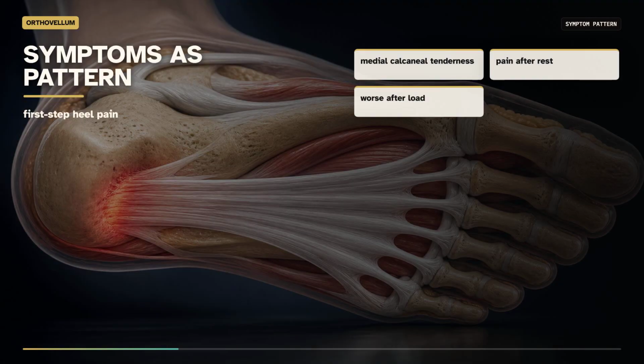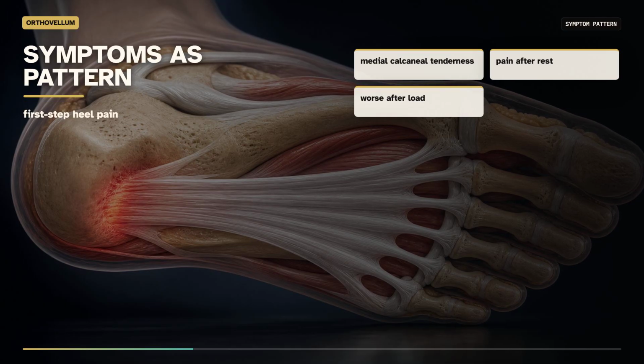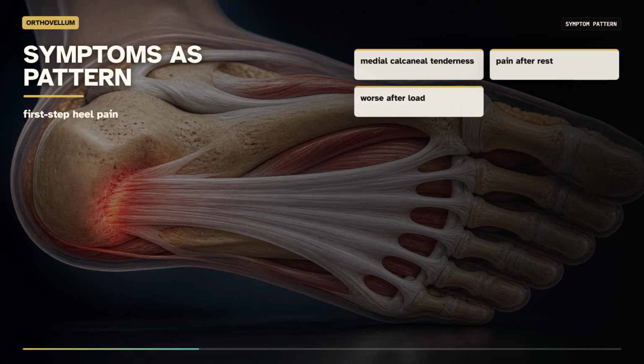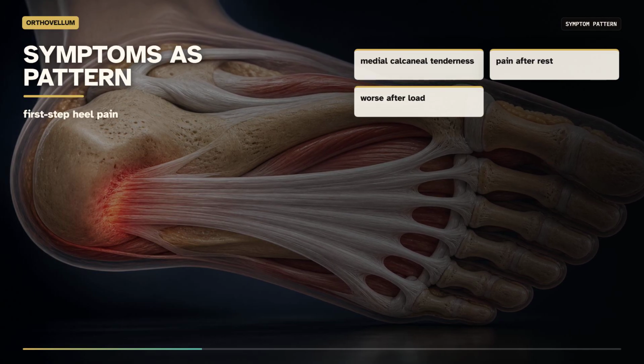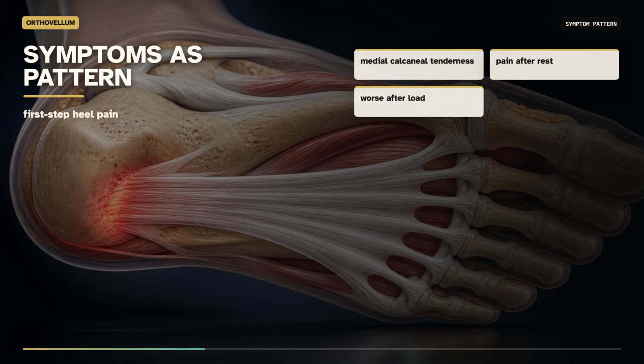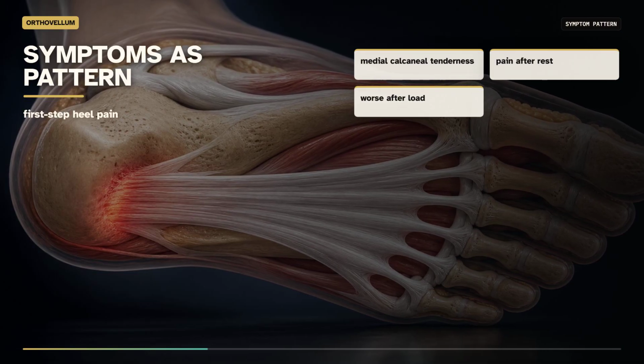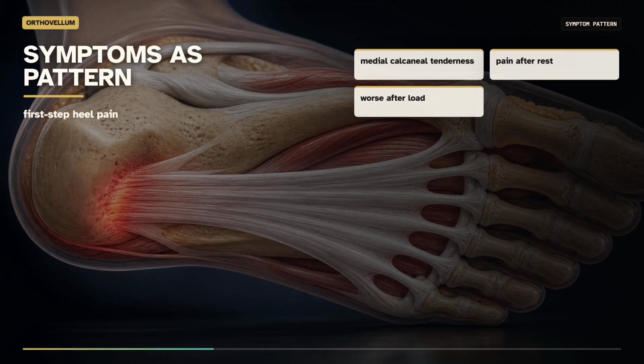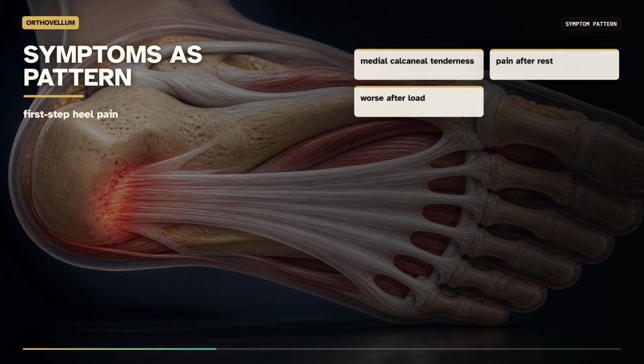The common symptoms cluster around first step heel pain, medial calcaneal tenderness, pain after rest, worse after load. Symptoms matter most when they form a pattern. One symptom by itself can mislead. A cluster is much more useful. Listen for timing, load, swelling, night pain, mechanical symptoms, and whether the person is losing trust in the limb. Also listen for what the problem has taken away: sleep, walking, work, sport, independence, or confidence.